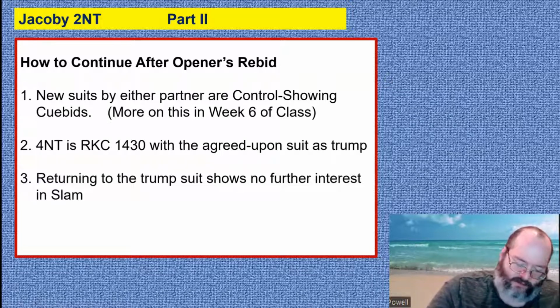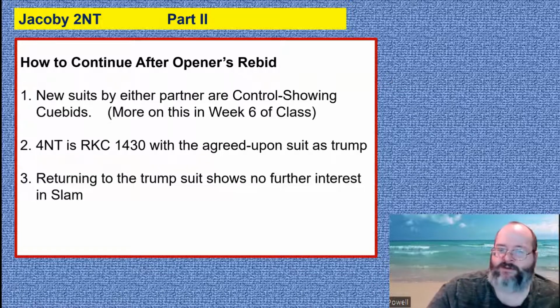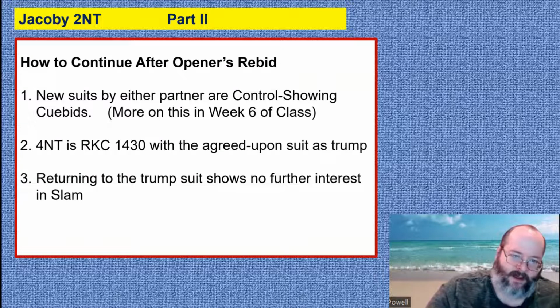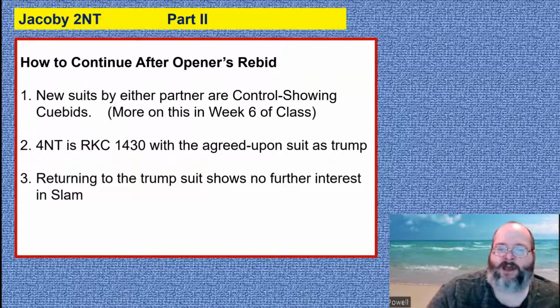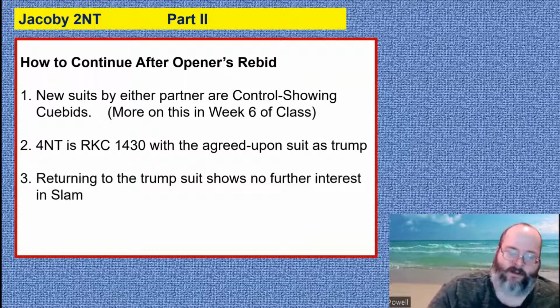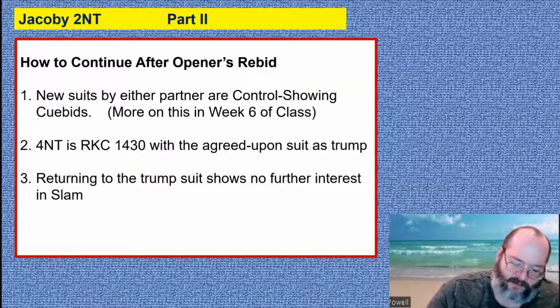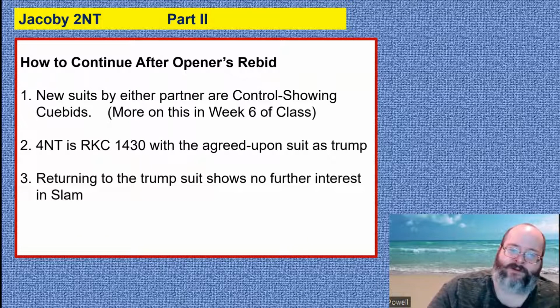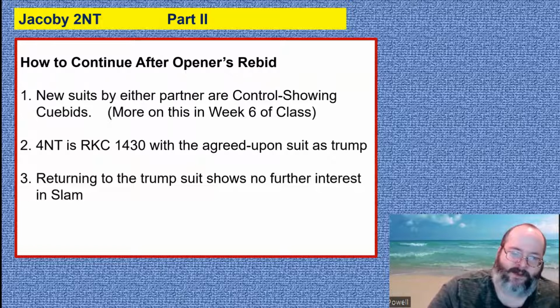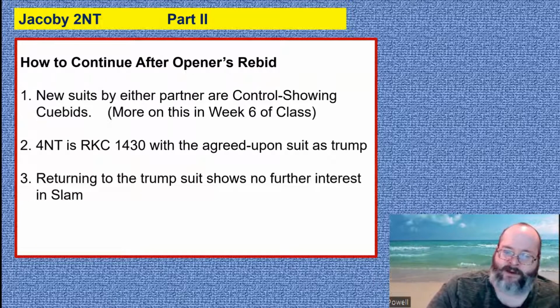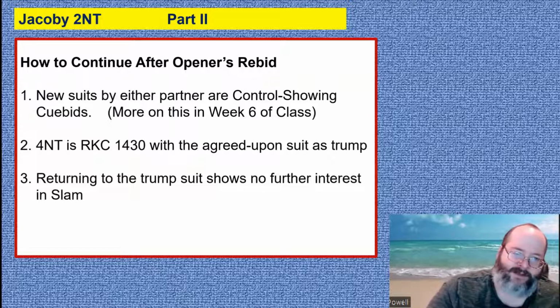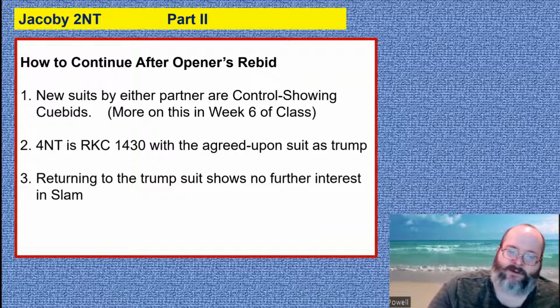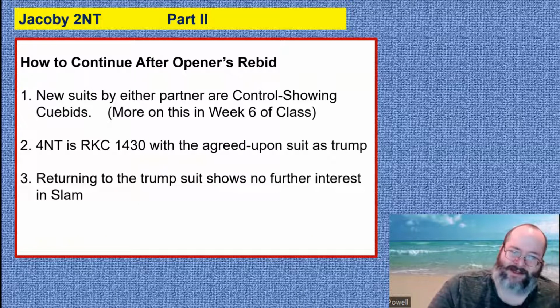Once we've exchanged the first 2 bits of information, we need to then try and figure out how we're going to go on from there, right? And over time, you will add more tools to your slam bidding toolkit. Right now, our main tool is Roman key card 1430. But if we were to bid a new suit by a responder here, these are considered control showing Q bids. And we're not going to talk about that this week.